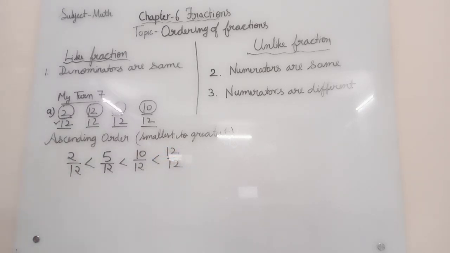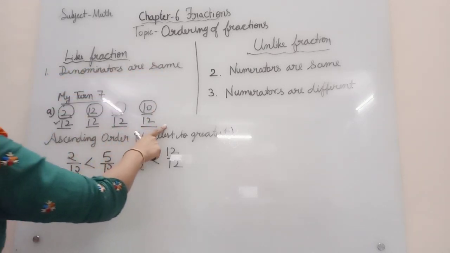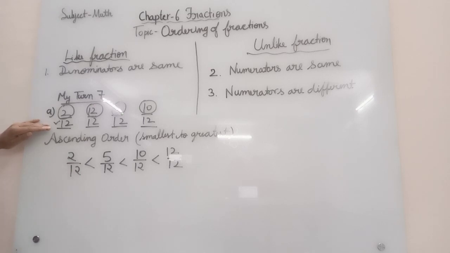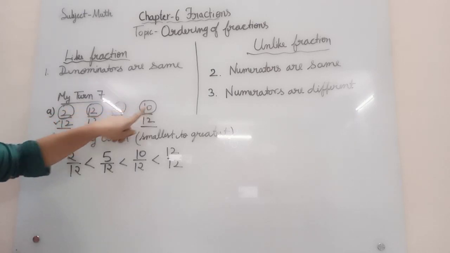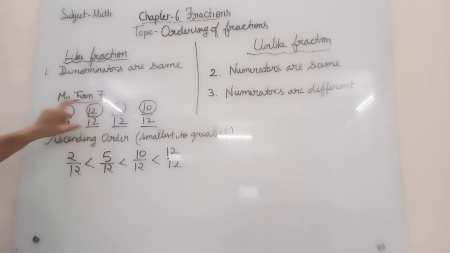Got it? So we check the conditions. The first condition is applying here. What is the condition? If the denominators are same. All the denominators are same, so how will you compare? You just have to compare the numerators only, or you can say the upper number. In normal comparison, the number which is smaller will be the smaller fraction, and the number which is greater will be the greater fraction.